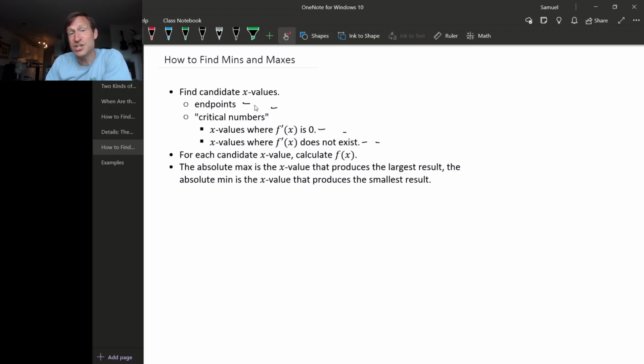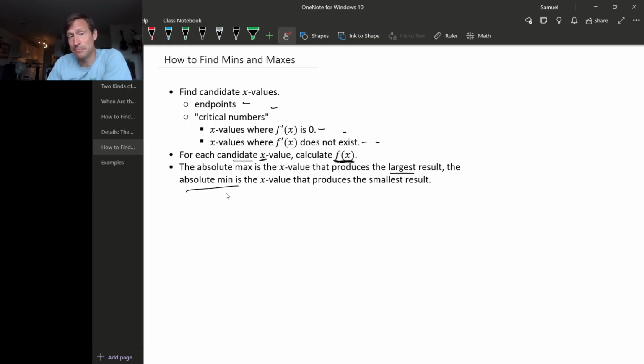And then for each of these candidates, just plug each of these x values into the original function. Whichever of those inputs gives us the largest output, that has to be the absolute maximum, right? We knew that one of these possibilities was the maximum, so it's the one that gives you the biggest result. By the same token, whichever of these candidates gives us the smallest result from f of x, that one is the absolute minimum.